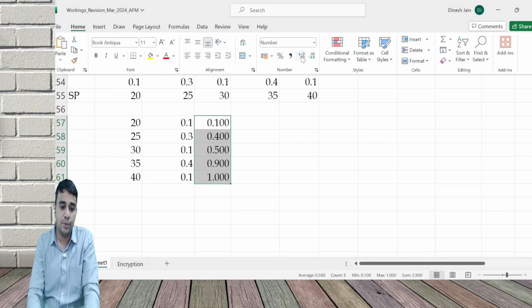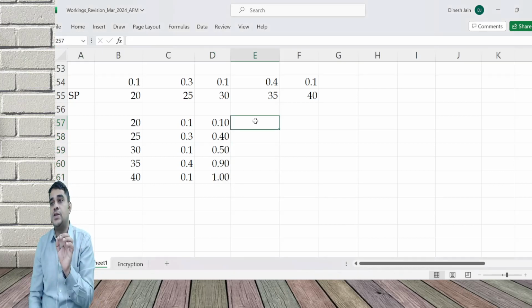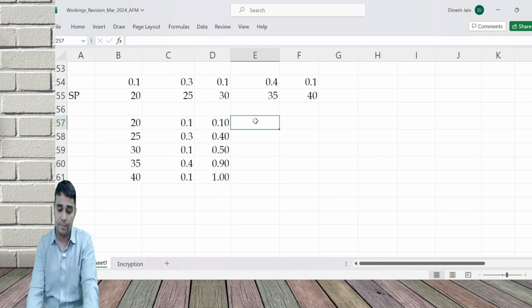I want this number to be in 2 decimal. So the random numbers are 0.10, 0.40, 0.50, 0.90 and 1.00. The random number range is 00 to 09. What is 00 to 09? 09 is the number before 10.